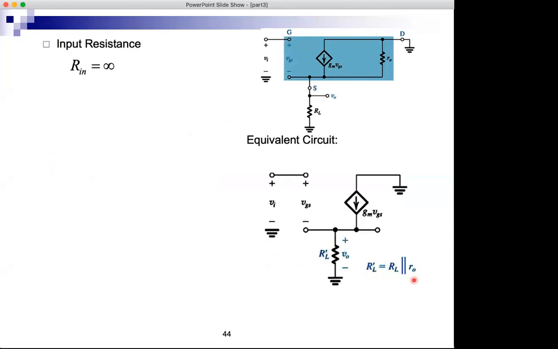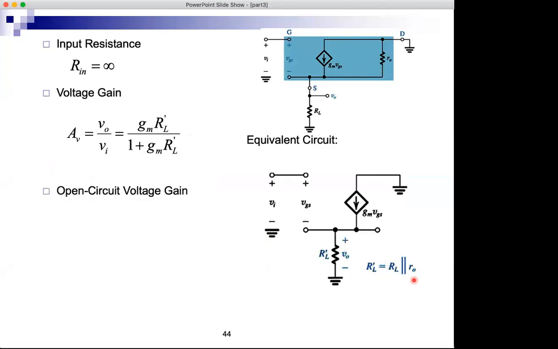The input resistance will still be infinite. It's not affected in this case by RL. The voltage gain will be GMR prime L over 1 plus GMR prime L. Now, if I want AVO, I will make RL infinite, but I will still have RO there. So the AVO is not exactly 1. It is GMRO divided by 1 plus GMRO. So the open circuit voltage gain is very close to 1. GMRO is usually large. This gain will be something like 30 over 31, which is pretty close to 1.